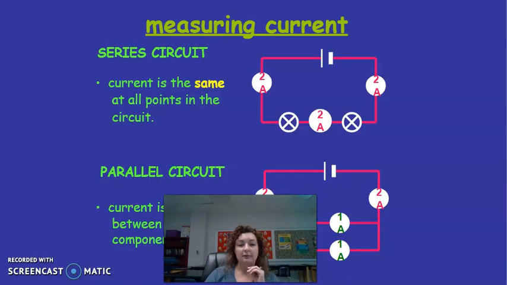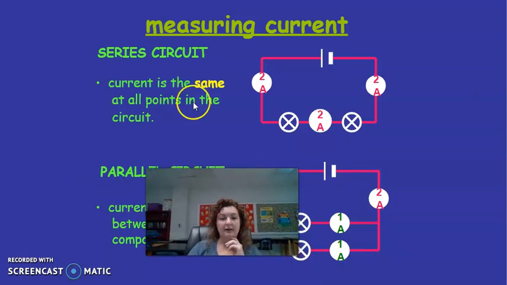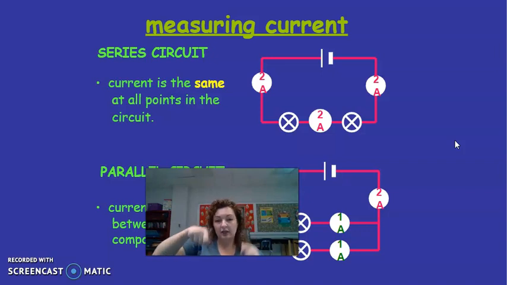Let's talk a little bit more in depth now. Here, I'll cover up parallel and we'll just talk series first. So we're going to talk about how we measure current now in a series circuit because they are different, okay? So current is the same at all points in the circuit. And I can measure the current with an ammeter or a multimeter, you guys. There's like a little handheld device and you can put the prongs right on top of the wire and you can take the reading, okay?